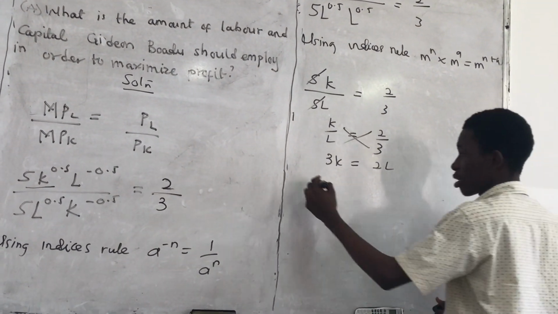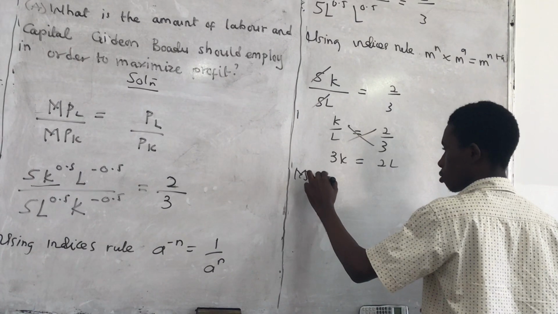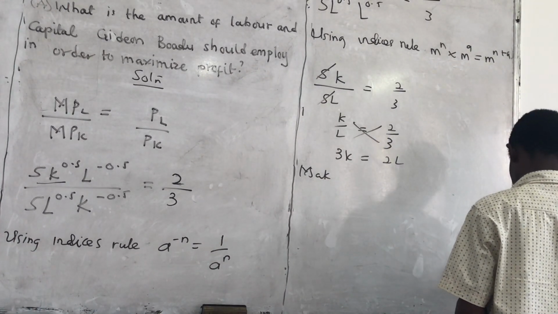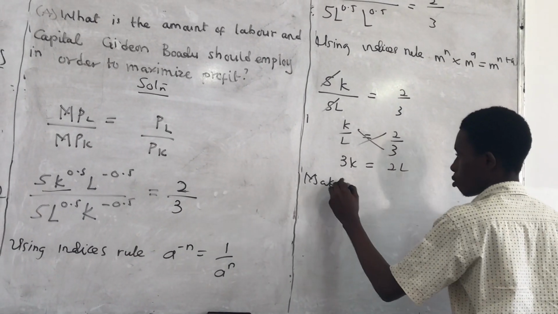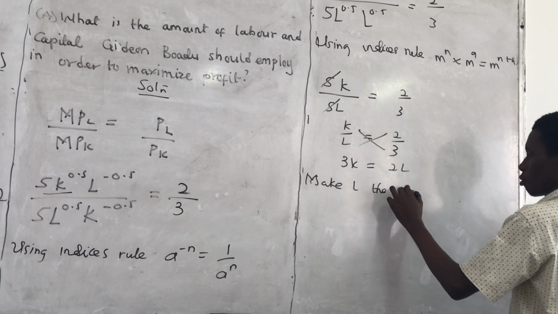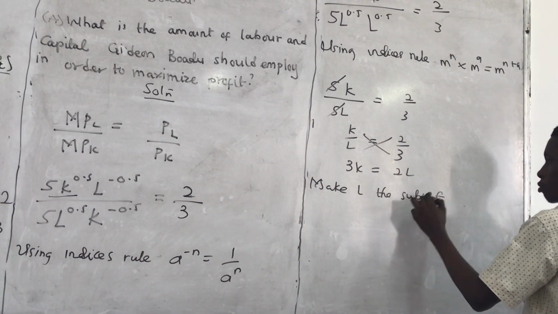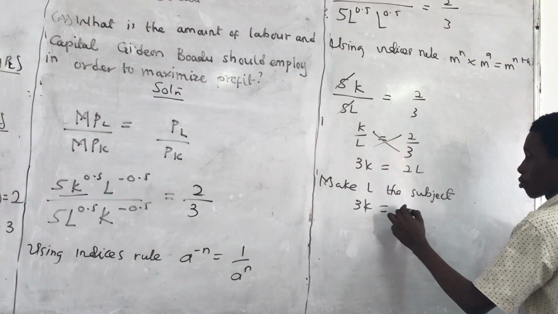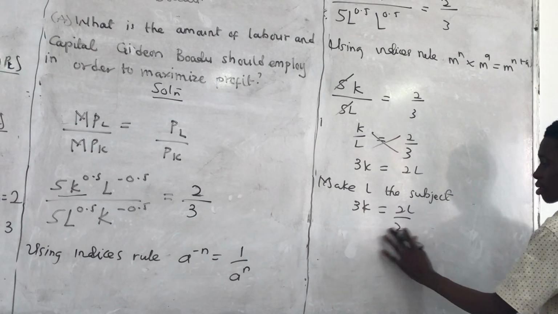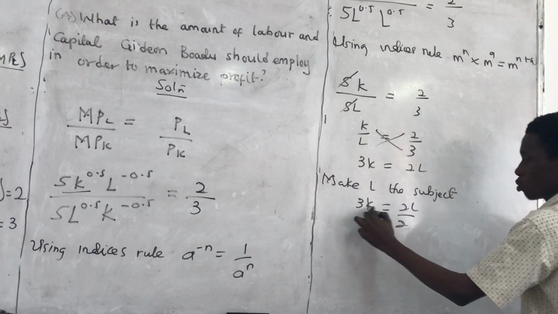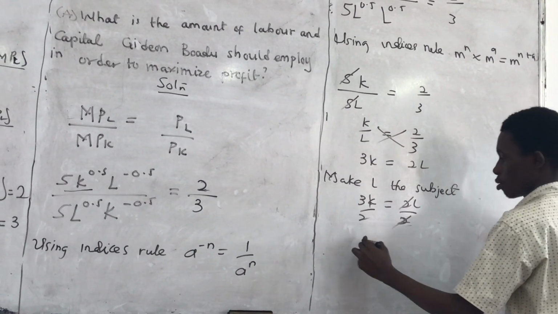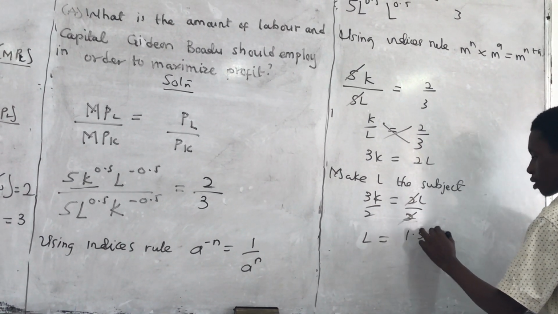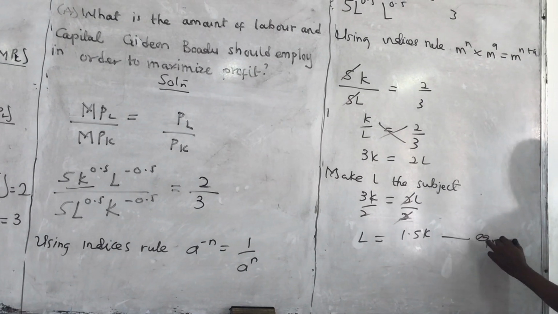So let's make L the subject. So 3K is equal to 2L. We divide both sides by the coefficient of L, which is 2. So you have L is equal to 1.5K. This becomes our equation 1.